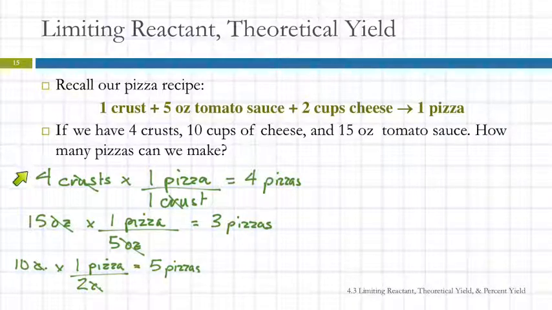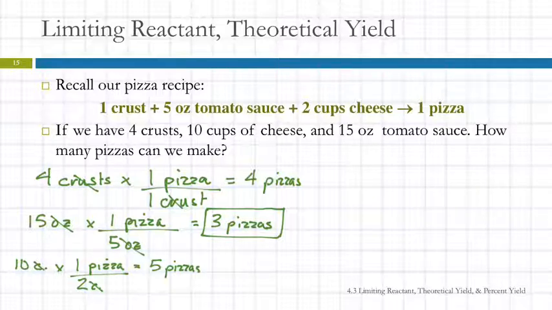The process here is we take the different ingredients that we're given and we figure out how much of the product we could make from each of them. And then we look at those answers and we say, well, which is the smallest one? The smallest one is 3 pizzas. And that is the answer to how much product can be made.